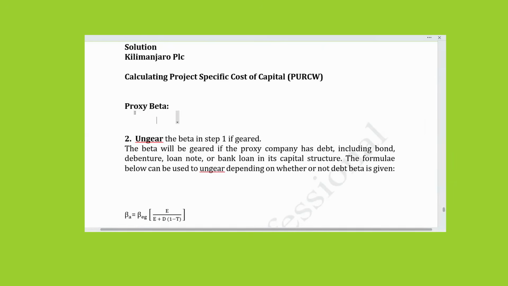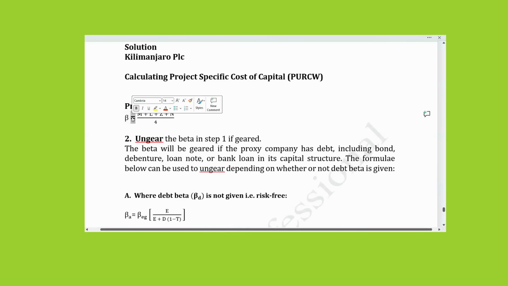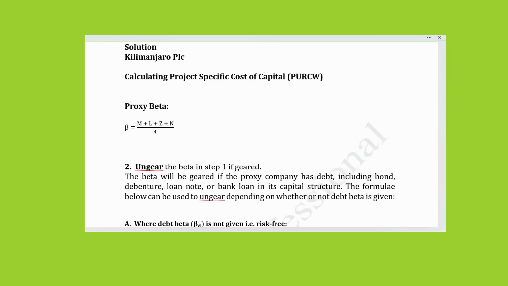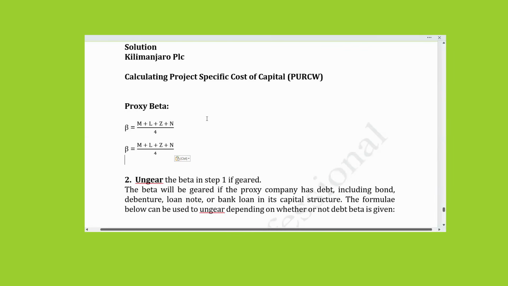If you have only one proxy company in the question, no need for you to be doing all of this. Just pick the beta as given to you, that's all. But in this particular question, because we have 4 different proxy companies, that's why we're adding the betas together and dividing by 4. So don't go and be thinking that at all times it will be 4 proxy companies. It doesn't work like that.